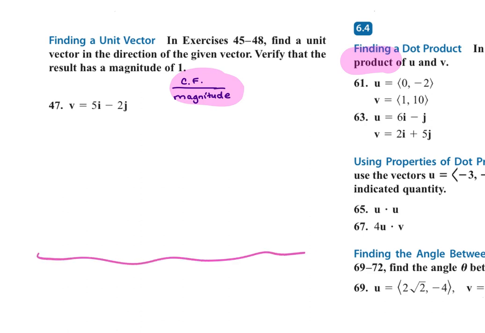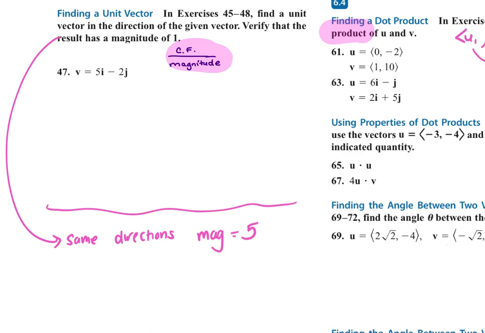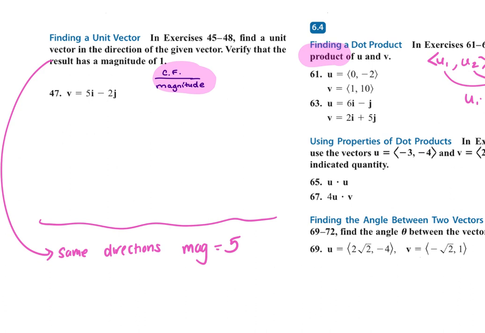Under number 47, I want you to add something: the same set of directions, but if the magnitude, let's say, is 5 at the end. The way it is for 47, you're finding your unit vector. A unit vector means that it's a vector in the same direction, but it has a magnitude of 1. If it said it has a magnitude of 5, then you're going to do what you do for 47, but then multiply it by 5 at the end.